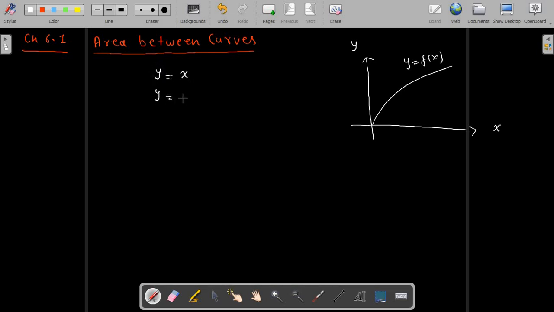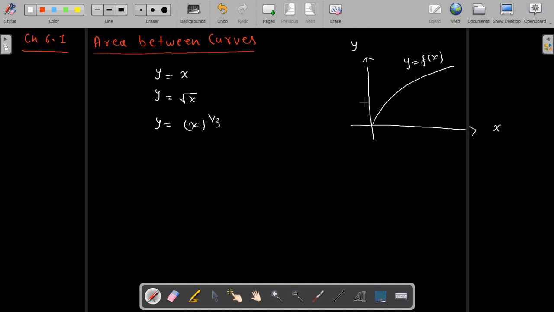It could be square root x. It could be cube root of x, that is x to the power 1 by 3. It could be anything. It should be a function of x, right? So suppose I have this function, I have this curve, and if we want to find the area, what will be the formula? There are two ways.